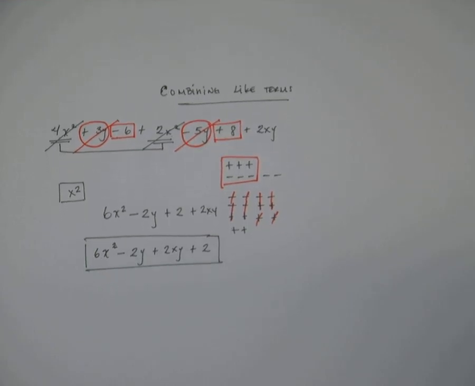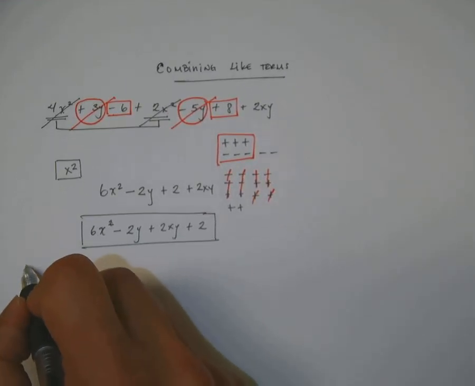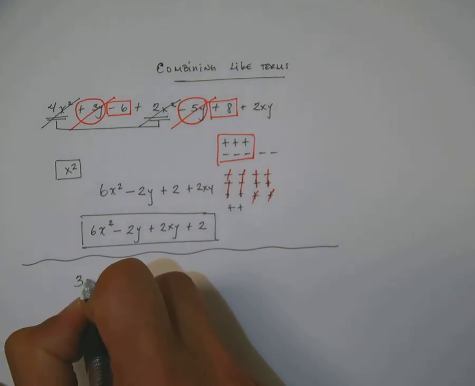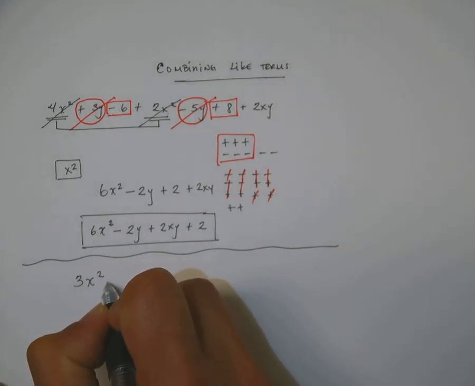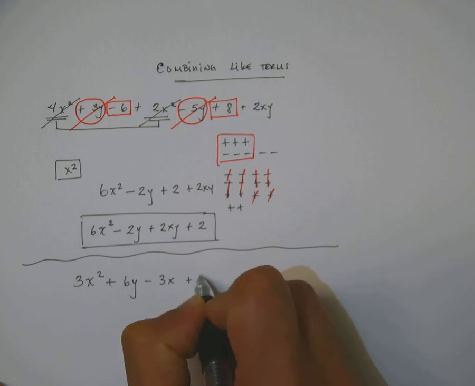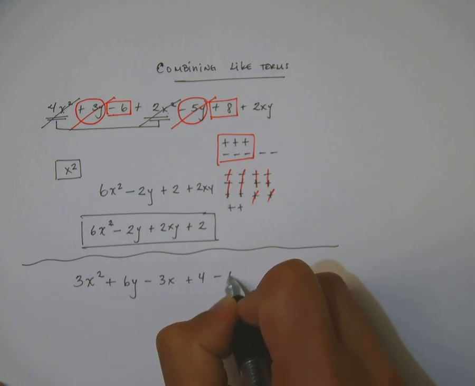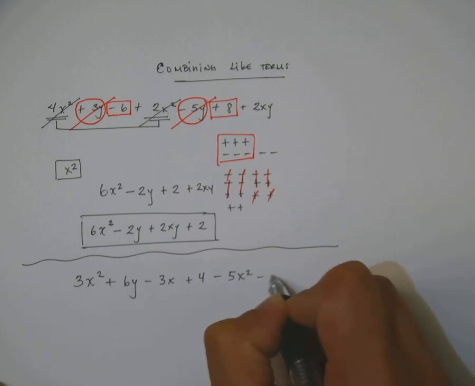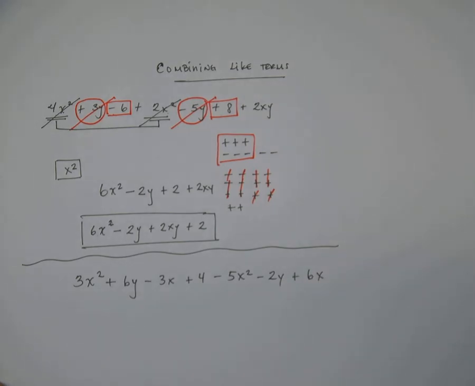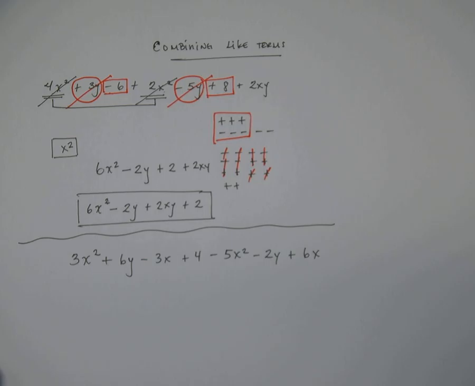Alright, let me give you one for you to do by yourself. See if you can do it. I'll make it 3x squared plus 6y minus 3x plus 4 minus 5x squared minus 2y plus 6x. See if you guys can do that, and I'll pause it.